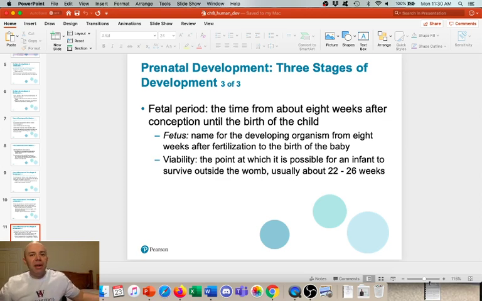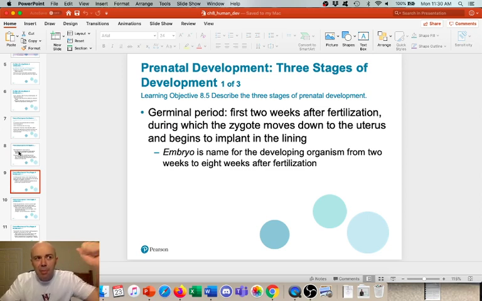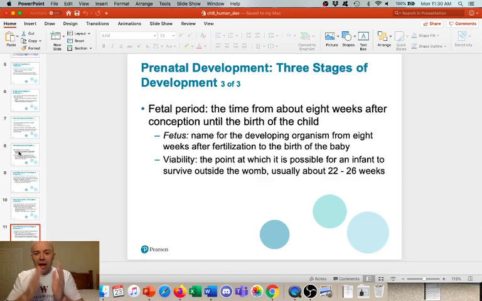So, embryonic period, 2 to 8 weeks. Conception, the first moment, right? Back up here. Conception, the moment. Germinal, after that moment to 2 weeks. Embryo, 2 to 8, and lastly, fetal, after 8 weeks to birth.